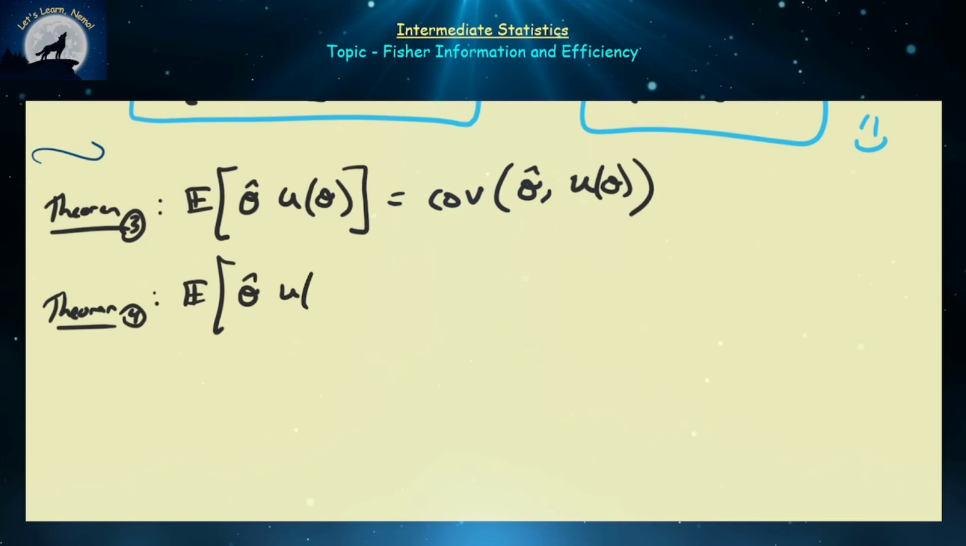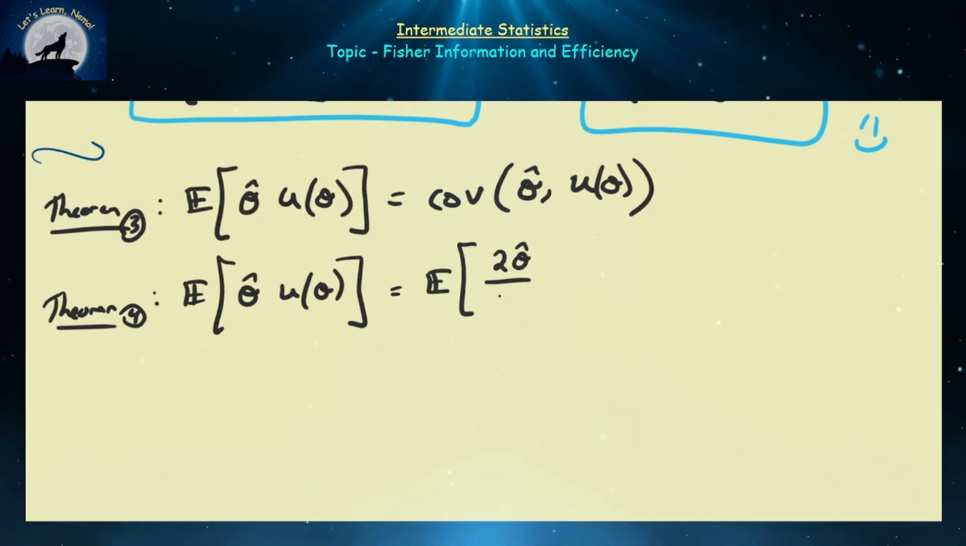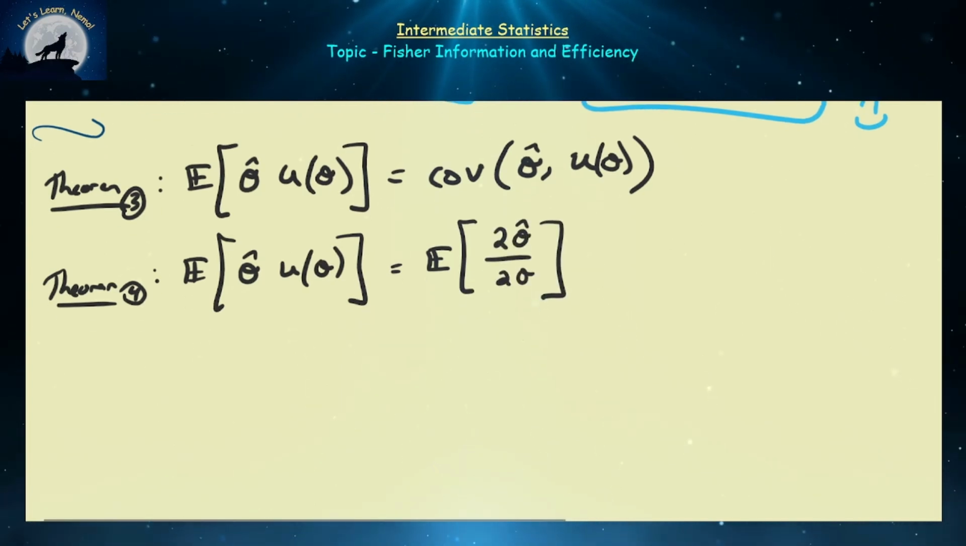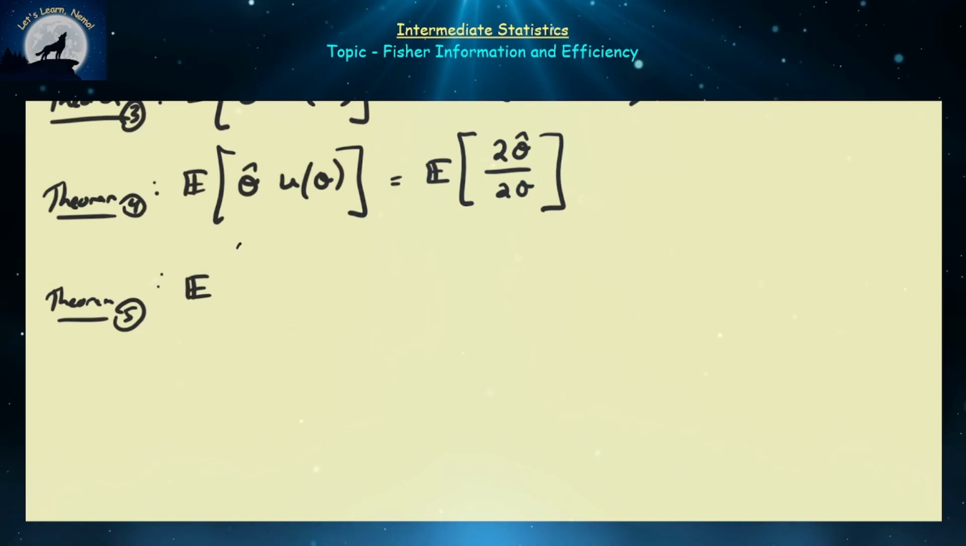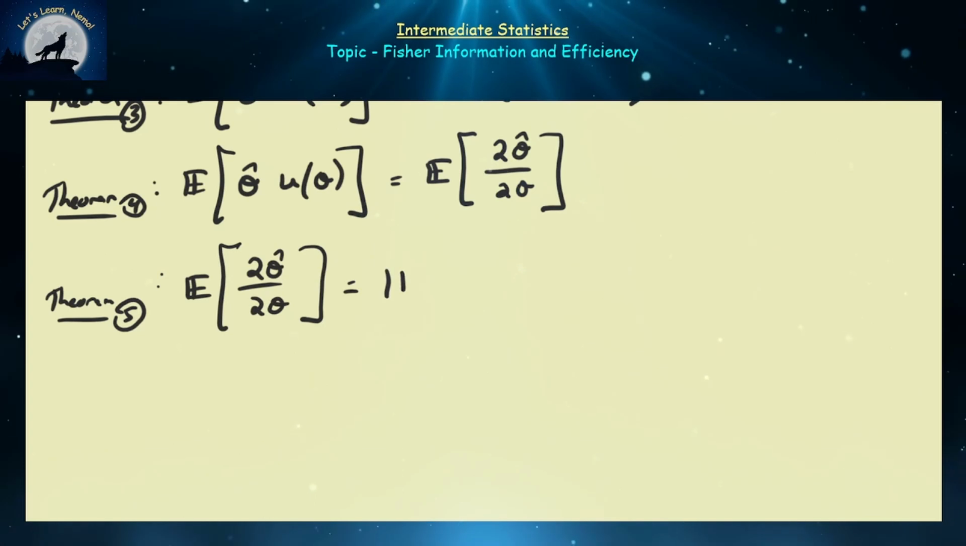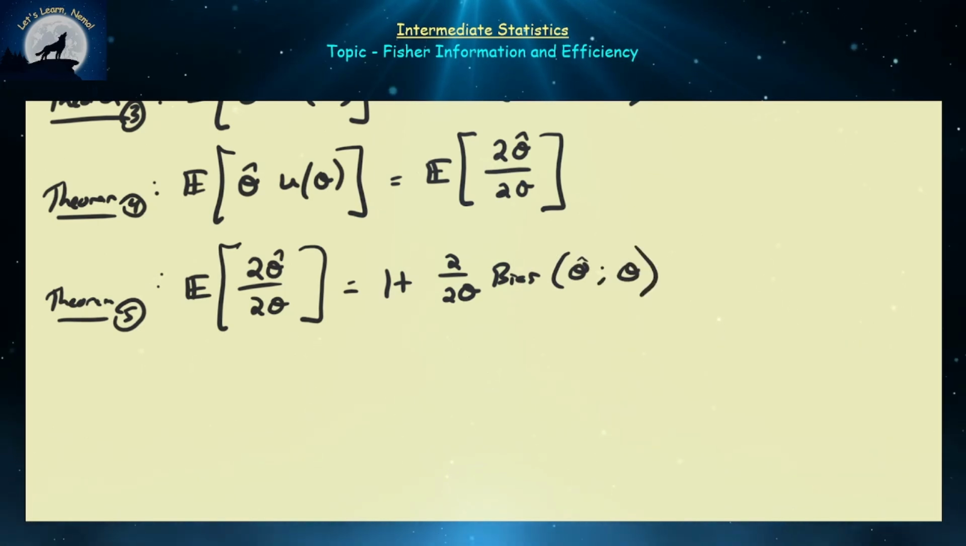But another way you could write the product moment of theta hat and u is the expected value of partial theta hat partial theta. And you might be thinking, well, why would I represent the product moment of these two things in terms of the expectation of a derivative? That will become clear in a moment. But one can show that the expectation of the partial derivative of theta hat with respect to theta equals 1 plus the partial derivative with respect to theta of the bias of theta hat for theta.